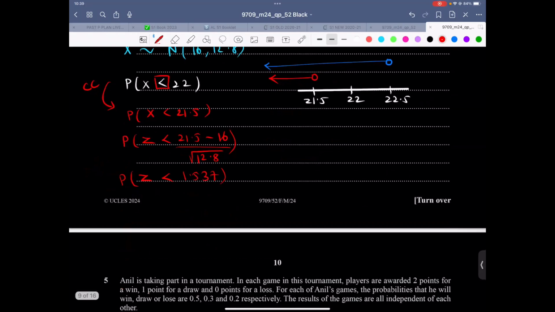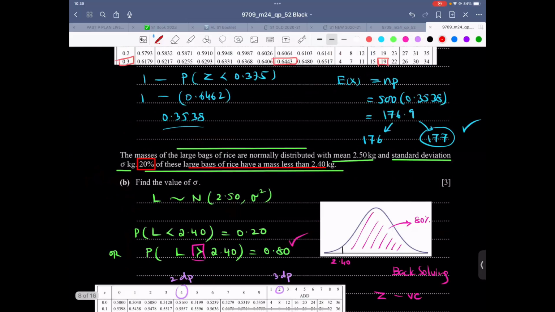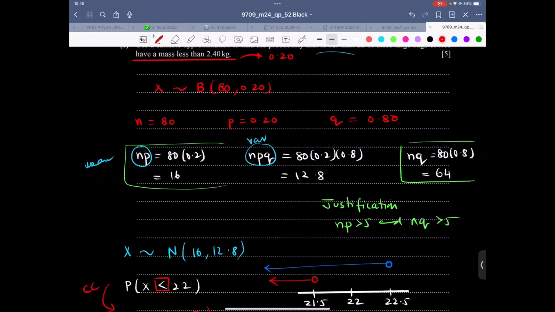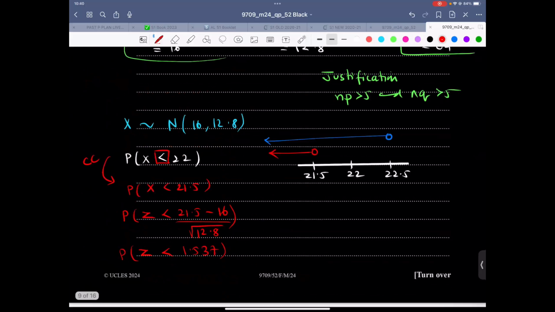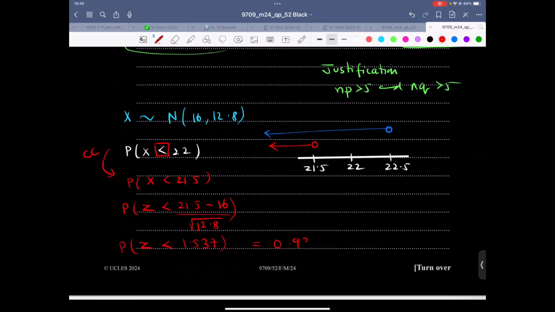So you go to the normal distribution table just like you went over here, and this answer comes out to be 0.9378. This is direct reading, which can be written as 0.938. So 0.938 is the final answer, correct to 3 significant figures.